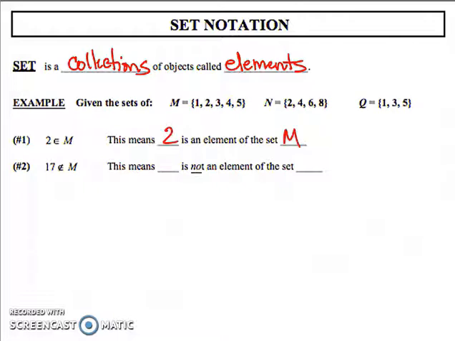Example number 2, we have 17. Then we have that little symbol, but it's got the slash through it. This means that 17 is not an element of the set M.